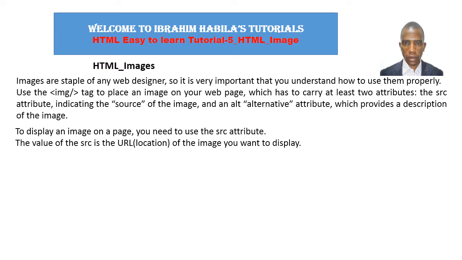To display an image on a web page, you need to use the src attribute, that's the source. The value of the source is the URL, that's the location of the image you want to display. Image syntax is img space src, that's the source, equals URL. Alt is the alternative, alt equals some text.